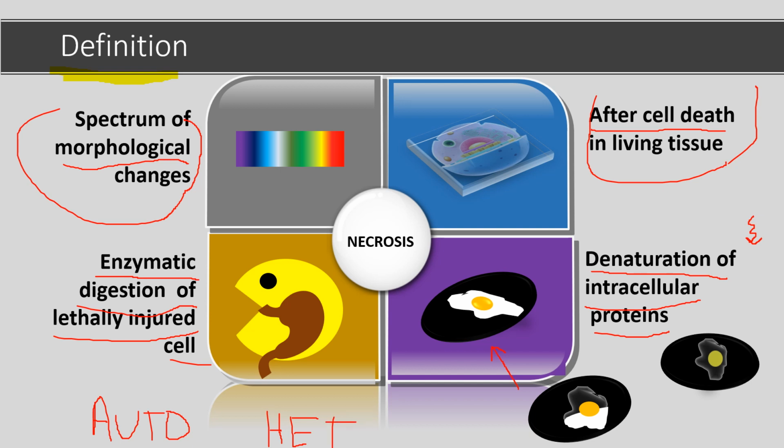So finally I repeat the definition. Necrosis is defined as a spectrum of morphological changes that follows cell death in a living tissue as a result of denaturation of intracellular protein and enzymatic digestion of lethally injured cells.